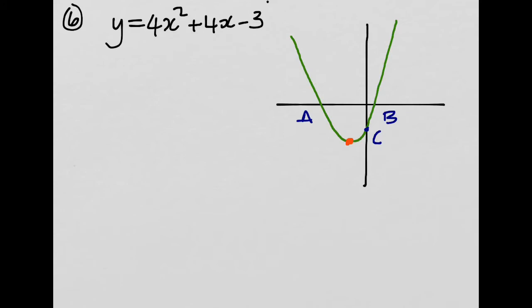Right, question 6 with the added diagram now, trying to work out points A, B and C. Well, let's start with the C first of all, because that's the easiest one to find. The coordinates for C is just your number at the end there. So the coordinates for C are just 0 along and down 3, or (0, -3). So that's the easy one to get.